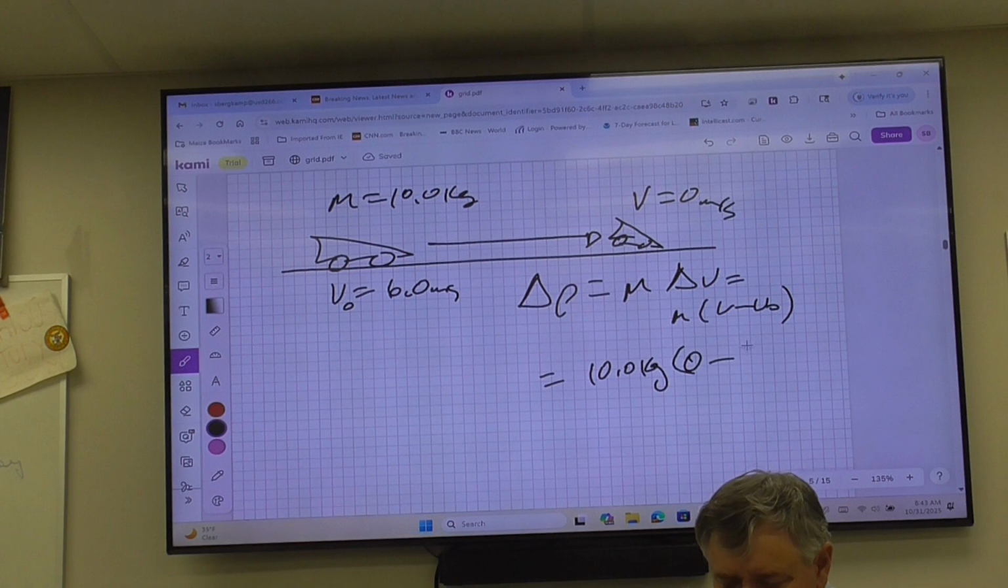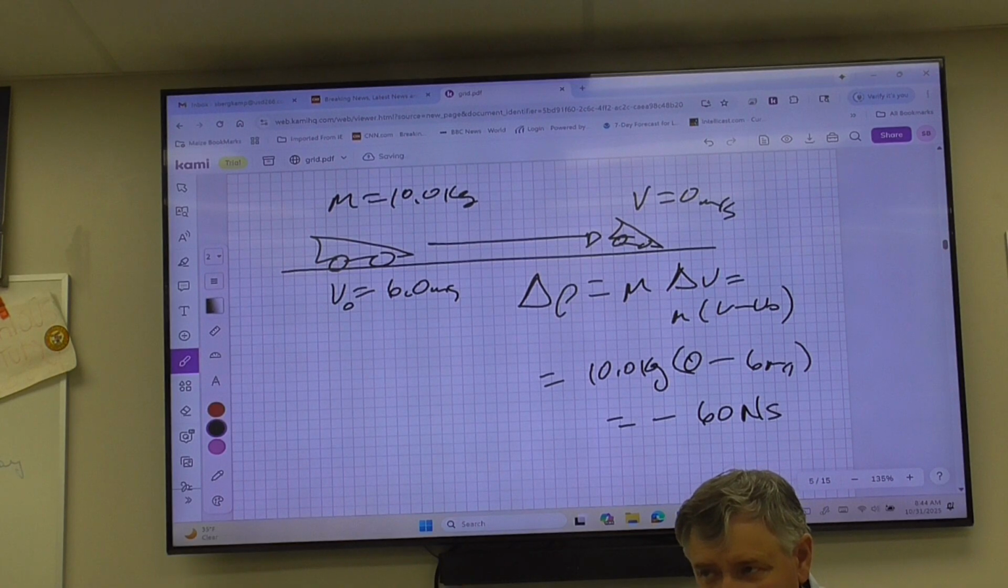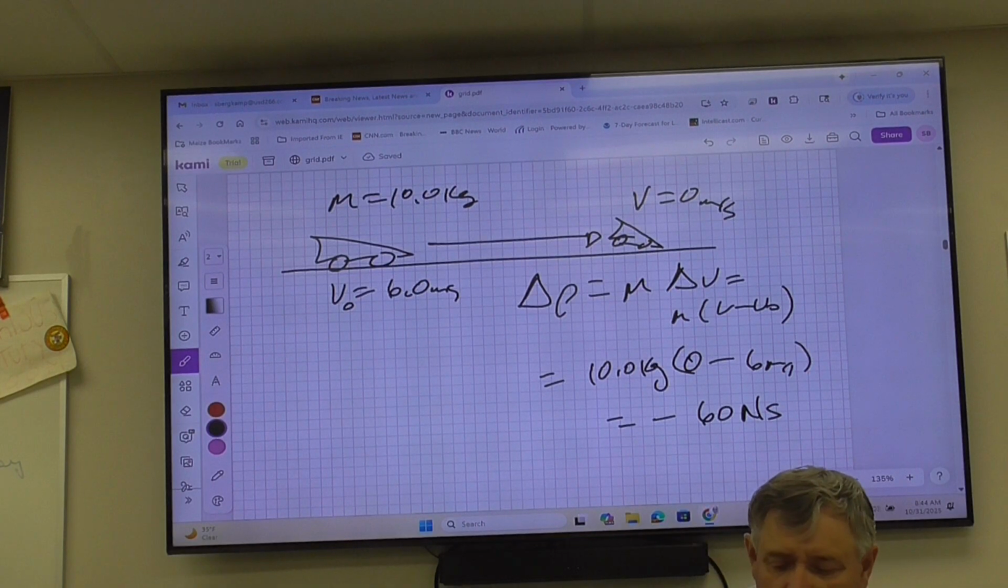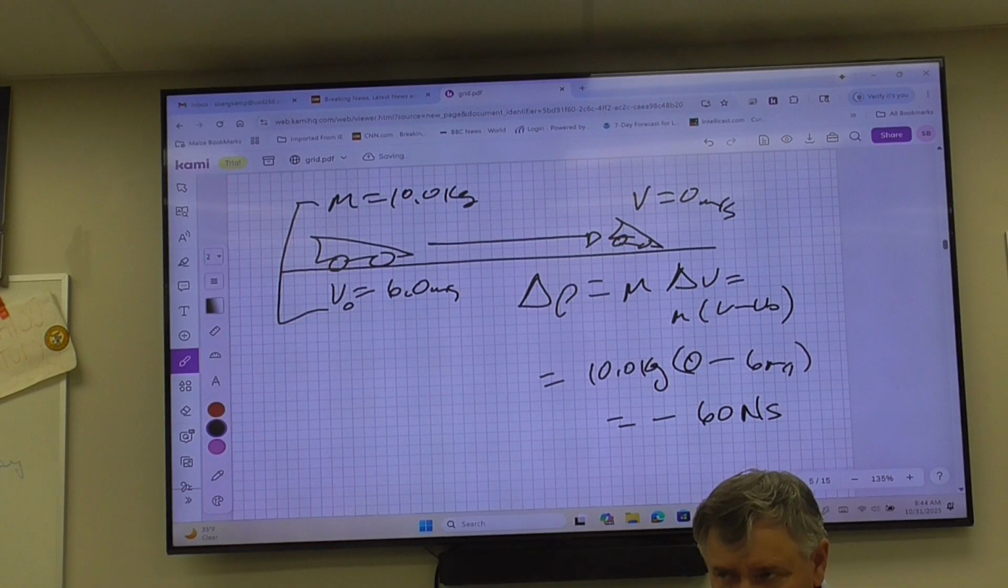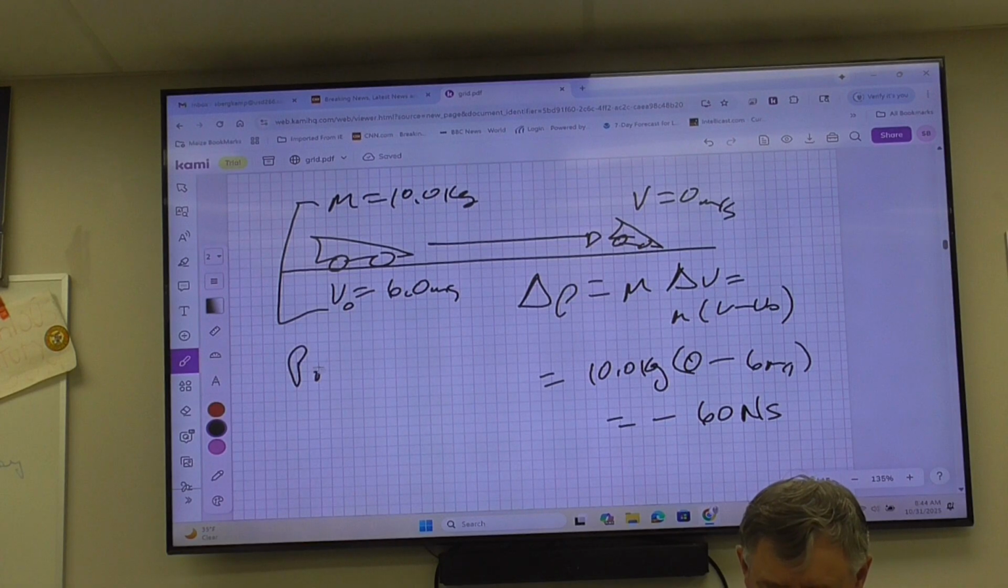0. 0, minus 6. So it's negative 6. You're just going to see 10 and 6 and say it's 60. Now, what's the initial momentum of the car? The initial momentum of the car is 60 Newton seconds, right?